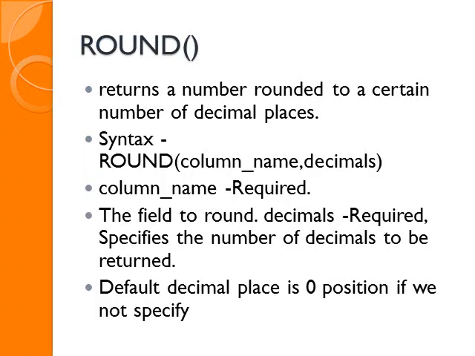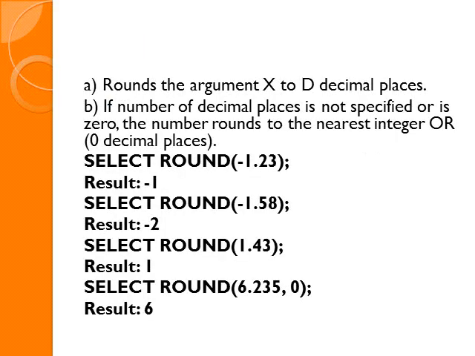ROUND. The ROUND function returns a number rounded to a certain number of decimal places. Syntax is ROUND(column name, decimals). Decimals is optional, you can omit it. Column name is a must, you have to give the column name. By default, the decimal place is 0 if you do not specify. Let's take some examples.